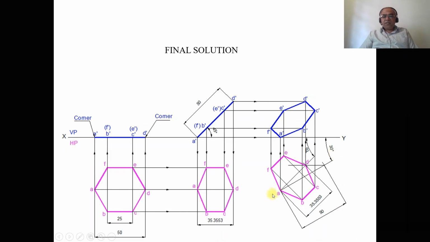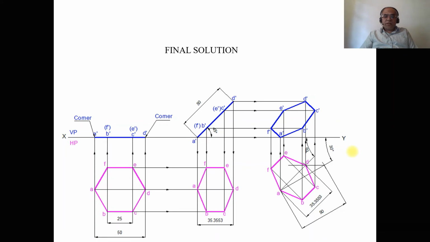So to do that, consider any convenient distance from the second position top view and mark that point as small a. Then draw a horizontal line passing through the point a. By using the protractor with a as center, with respect to the horizontal, you measure an angle of 30 degrees and draw an inclined line. So this is the true inclination line. On the true inclination line, we have to get the true length.